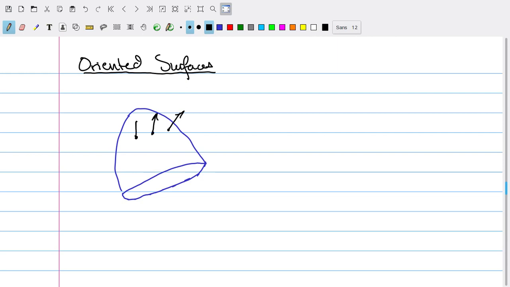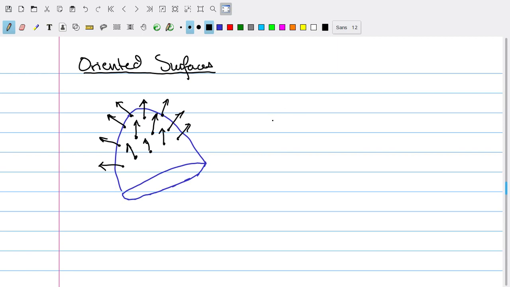And an orientation cannot suddenly switch outward direction. So at this point right here, I can't decide that it suddenly points inward. Outward needs to be the same as we go around. At every particular point on the surface, we need a consistent outward direction. And that outward direction also needs to be a normal vector to the tangent plane to the surface locally. So there's only two choices.